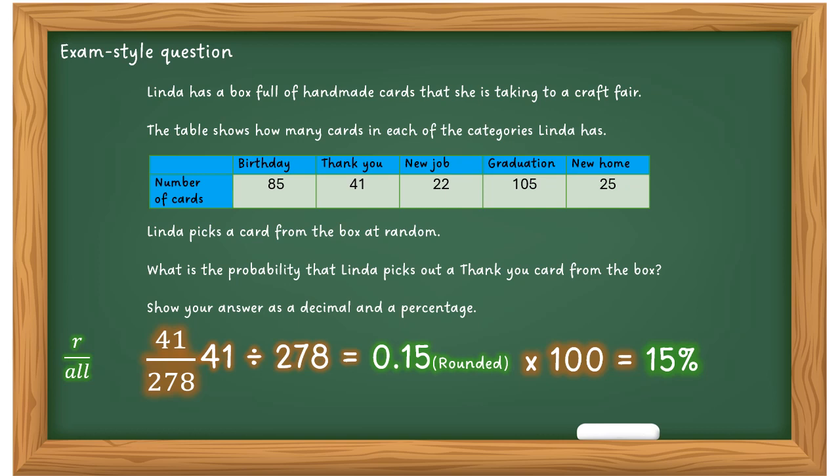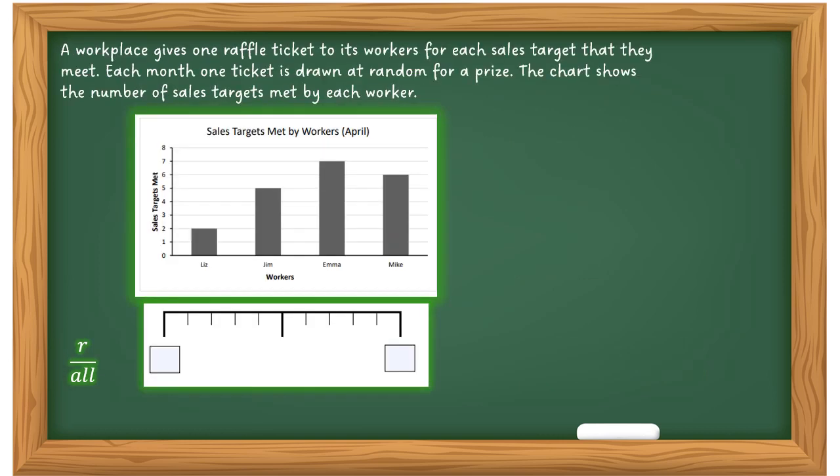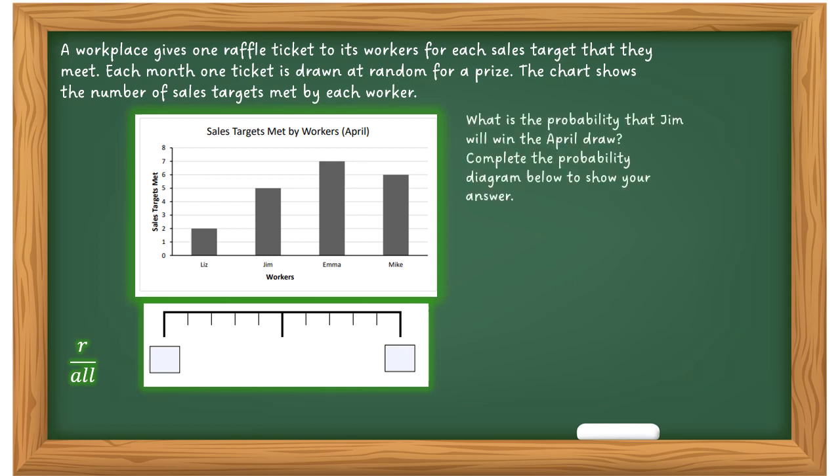So that's probability. Now, a workplace gives one raffle ticket to its workers for each sales target that they meet. Each month, one ticket is drawn at random for a prize. The chart shows the number of sales targets met by each worker. Now, the question is, what is the probability that Jim will win the April draw? And it says complete the probability diagram below to show your answer.